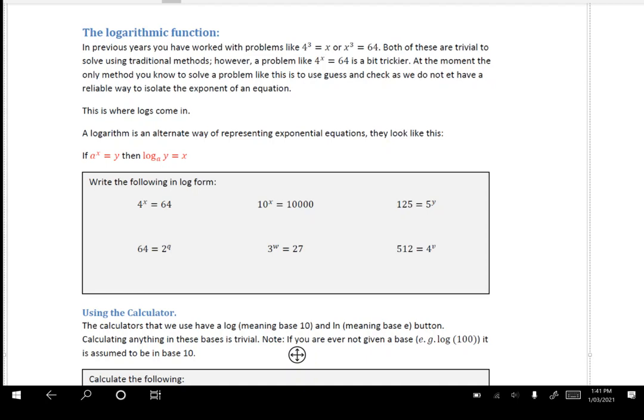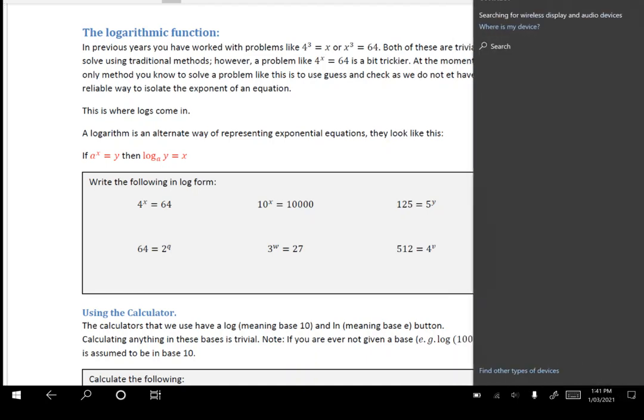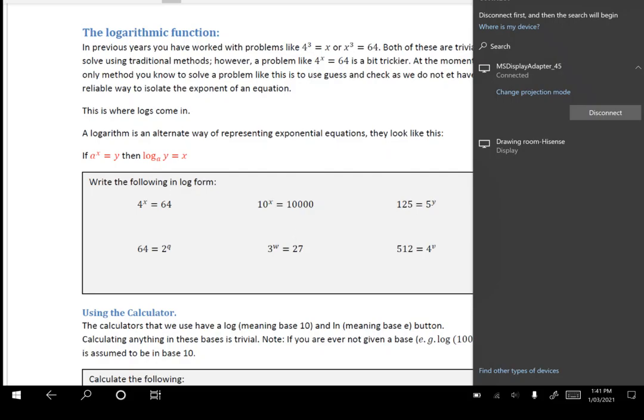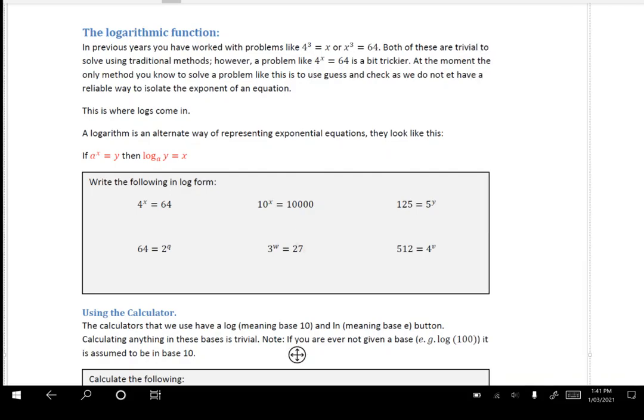So for these ones, let's write them into log form. Can someone tell me how we would rewrite 4 to the x equals 64? Oscar. What would it be, guys? Log 4, 64 equals x. Excellent. Next one.